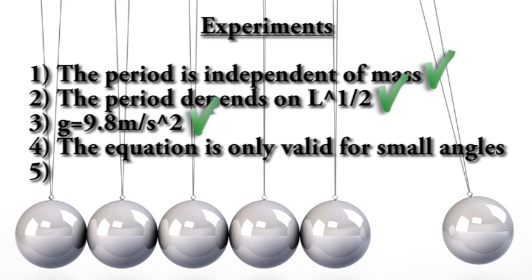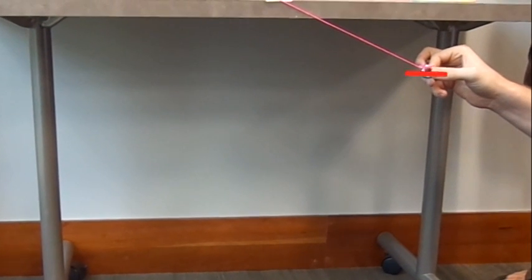Next, we'll show that our equation is only valid for small angles. This is because we use the small angle approximation to simplify the first equation presented at the beginning of the video. This next clip shows the error of a large angle.